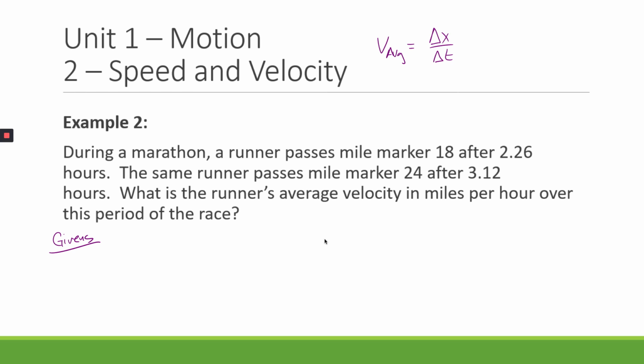During a marathon, a runner passes mile marker 18 after 2.26 hours. Okay, that's more of a position than a displacement, but it's some information. And this is a point in time, but maybe not the time it took for the whole motion. So let's just keep going. The same runner passes mile marker 24 after 3.12 hours. What is the runner's average velocity in miles per hour over this period of the race?